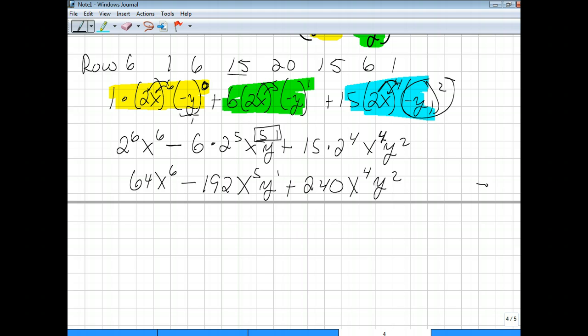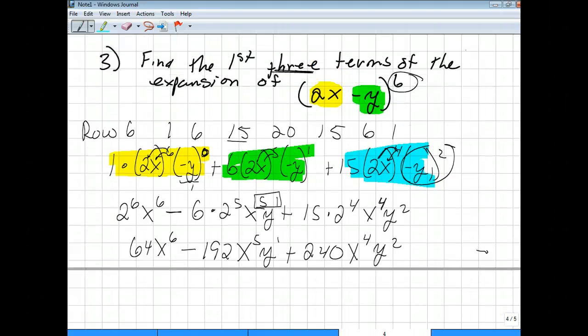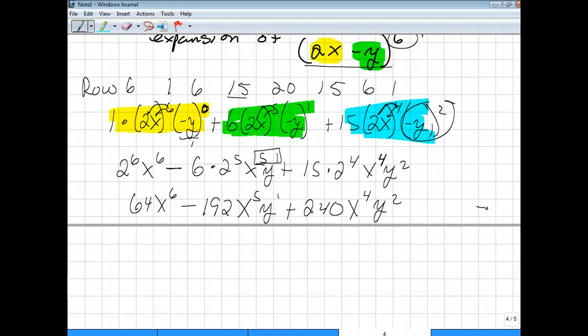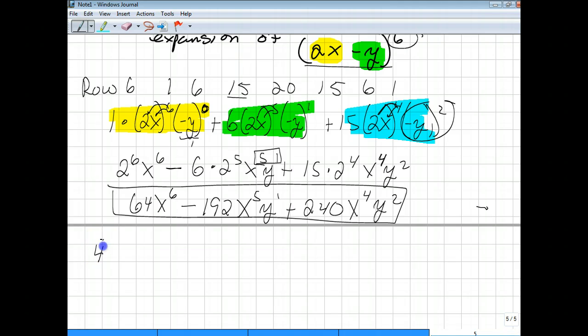Okay, so the first 3 terms of this expansion, if I multiplied that out, wrote it out 6 times and multiplied it all out, the first 3 terms would be these right here. Okay, and one final example.